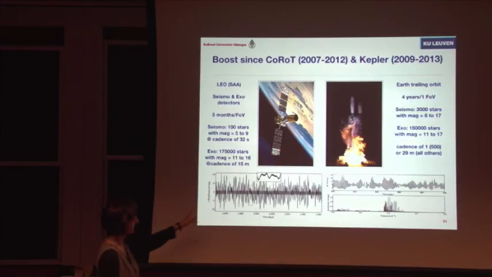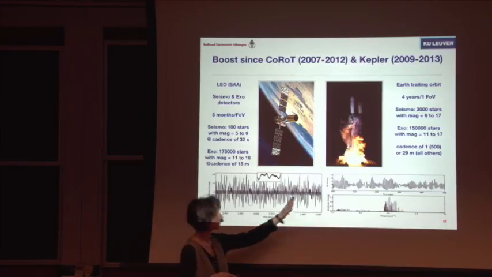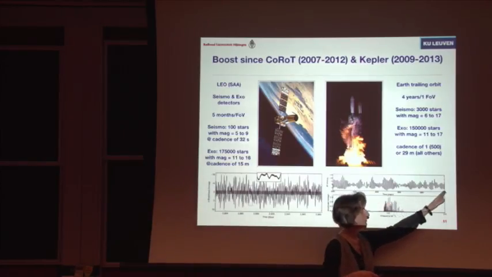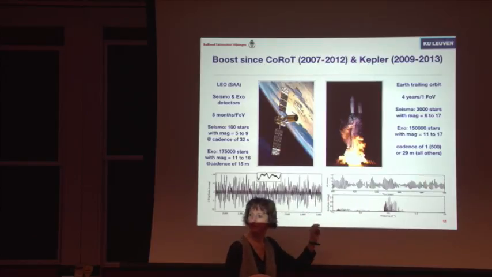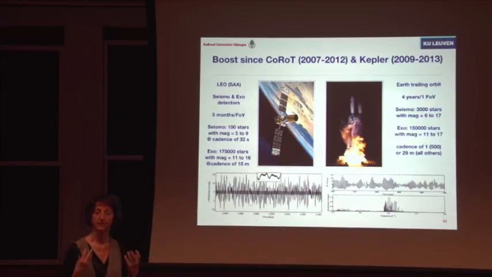So uninterrupted data, this is a pulsating massive star measured by Corot. This is a pulsating intermediate mass star measured by Kepler. And you have to imagine that some stars do have periodicities of their oscillations, typically 1 day.